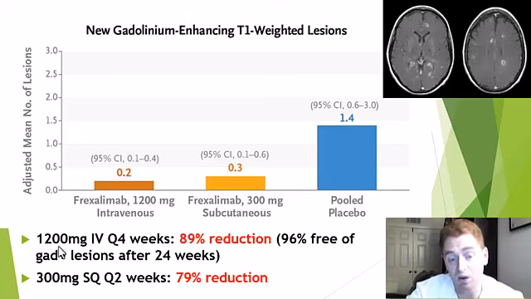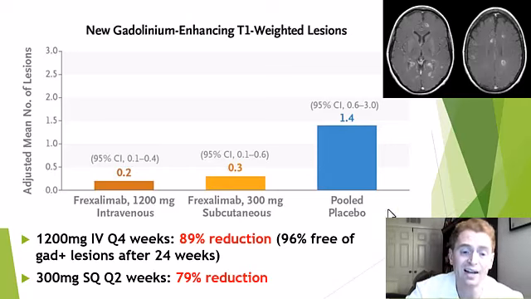Of course, 1200 milligrams IV every 4 weeks is twice as much as 300 milligrams every 2 weeks, and the lower dose yielded only a 79% reduction. Also, the higher dose after 24 weeks, 96% of people had 0 new enhancing lesions. A couple things to note from this. One, the higher dose is probably better.